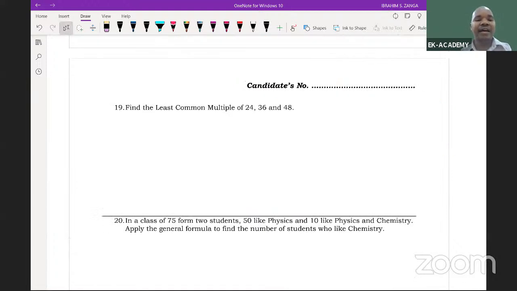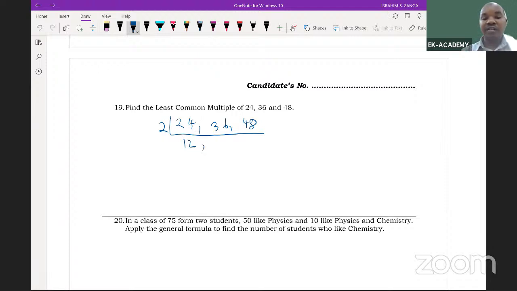Question number 19: find the least common multiple of 24, 36, and 48. We're supposed to find the LCM of 24, 36, and 48. The common method here is the prime factorization method. So we're going to rewrite 24, 36, 48, and break down into prime factors starting with 2. By 2 it is 12, 18, 24.